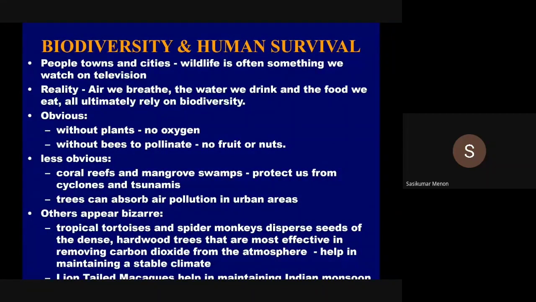Similarly, we can talk about the lion-tailed macaques of the Shola forest of the southern tip of Western Ghats. They are very much involved in helping the onset of our monsoon, because they are the ones who disperse the seeds of those tall trees. So lion-tailed macaques surviving in the Shola forest gives us rainfall. This is another bizarre relationship, bizarre in inverted commas, but these long-distance relationships exist in the entire living planet. Now, this interaction is also part of biodiversity.